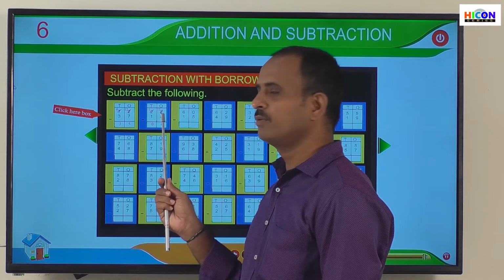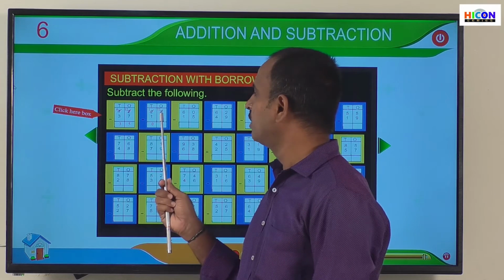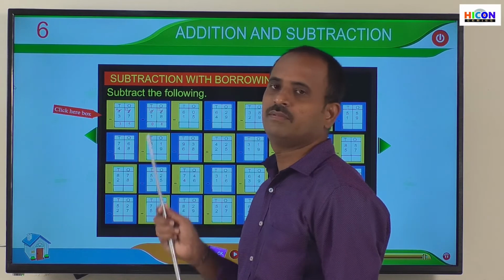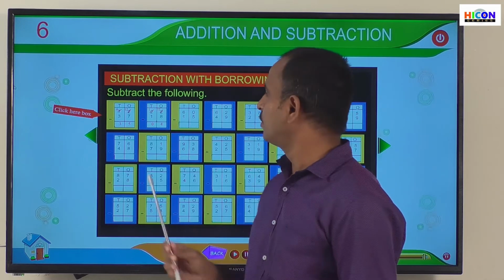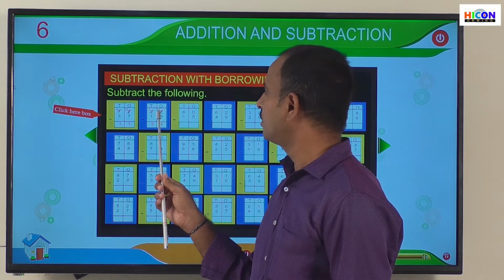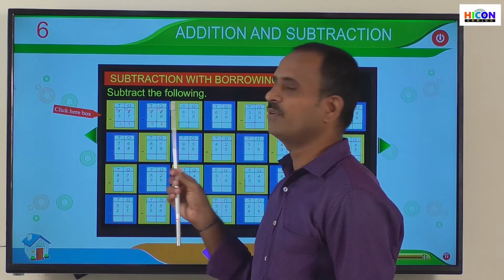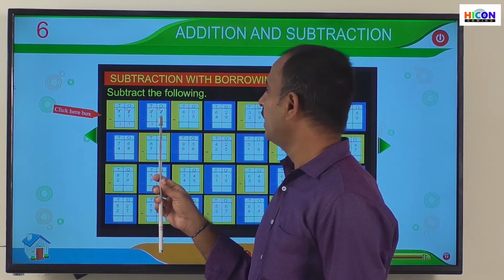So there is already 2. If you take borrow, write 1 before it, that becomes 12. So this is the simple one. Remember that. So 2 becomes 12. Now subtract 8 from 12.